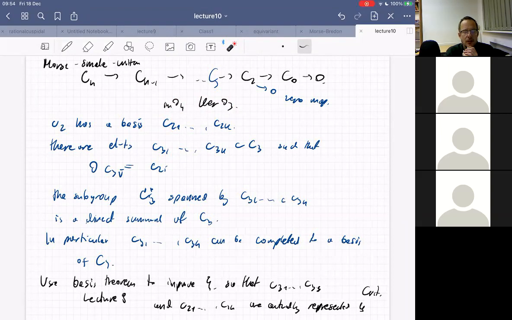Let's consider Z4 and multiplication by 2. Then Z4 doesn't split. But if we knew that C2 is projective... No, not that. This doesn't follow from projectivity. This follows from the fact that the kernel of D3 is a direct summand. So we can write C3 as the kernel of D3 plus some subspace C3 tilde.